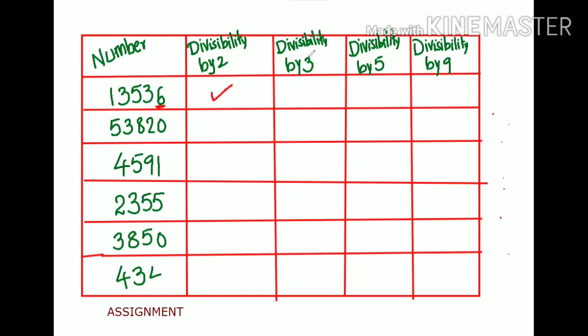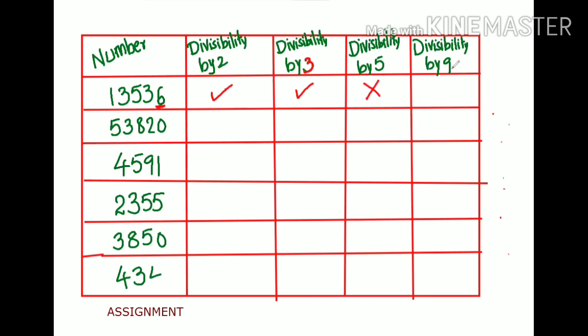Now divisible by 3. Let us add all the numbers. 1 plus 3, 4, 4 plus 5, 9, 9 plus 3, 12, 12 plus 6, 18. 18 is divisible by 3. 3 6s are 18. Therefore, 13,536 is divisible by 3. Here divisibility by 5. It is not divisible by 5 because units digit is not 0, not 5. It is 6 here. Therefore, it is not divisible by 5.